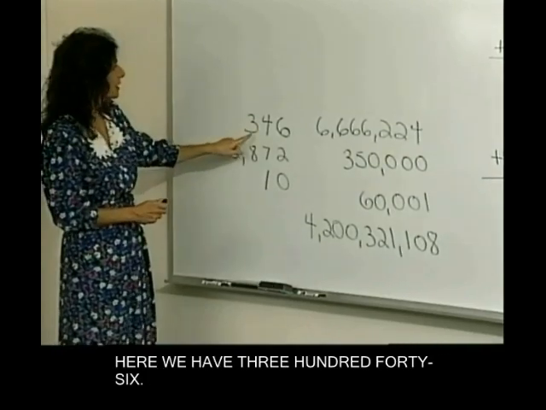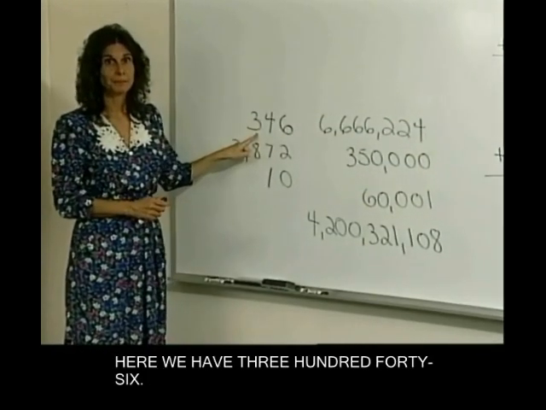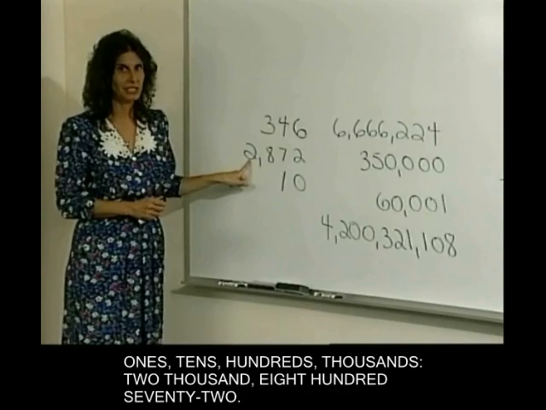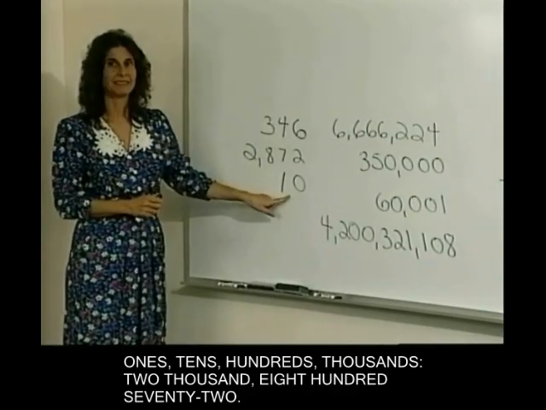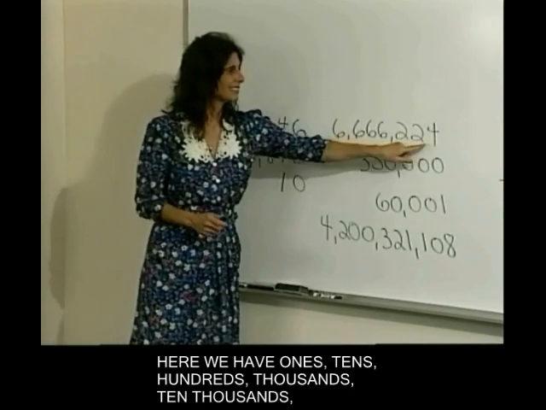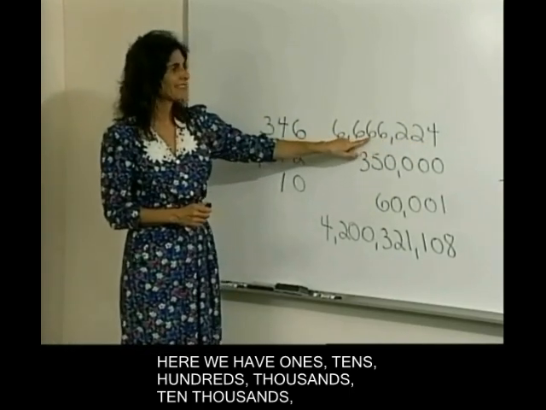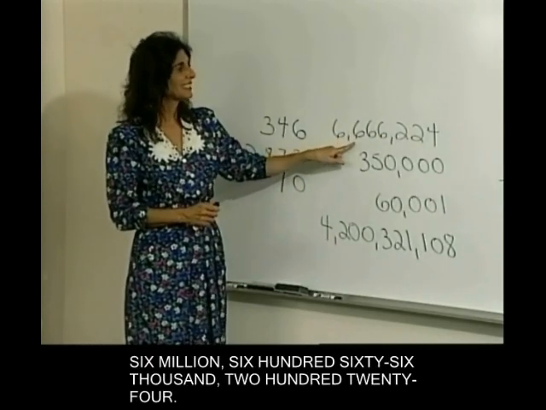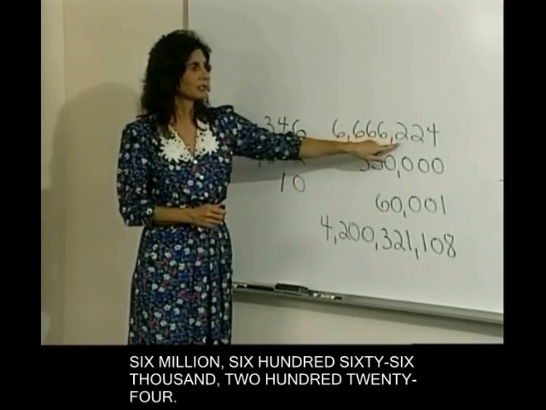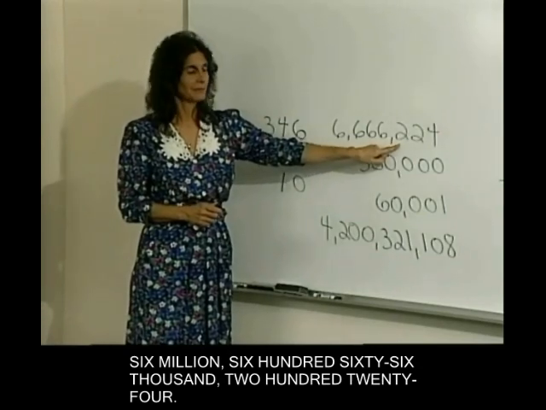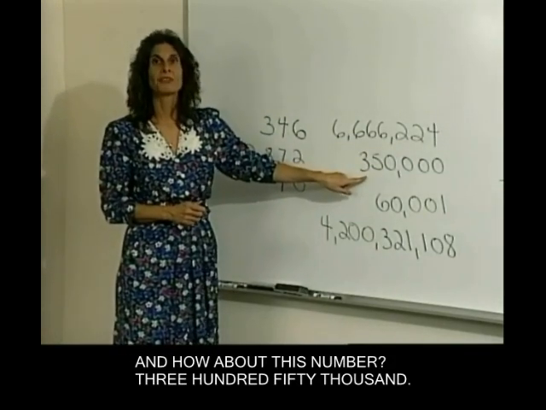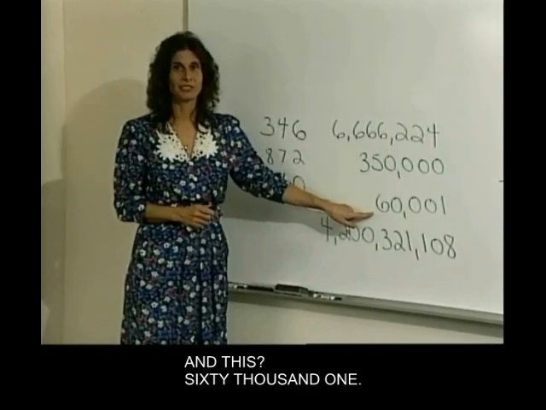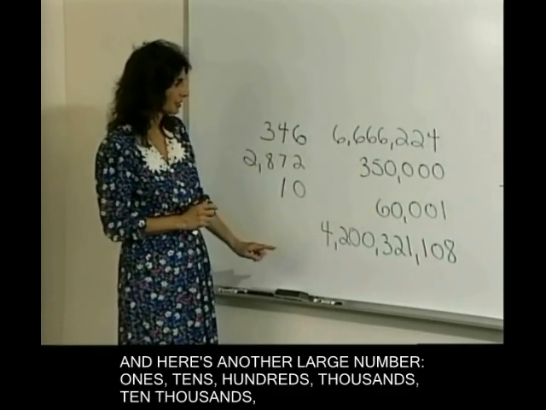Here we have 346. Ones, tens, hundreds, thousands, 2,872. Here we have ones, tens, hundreds, thousands, 10,000s, 100,000s, millions. 6,666,224. And how about this number? 350,000. And this? 60,001.